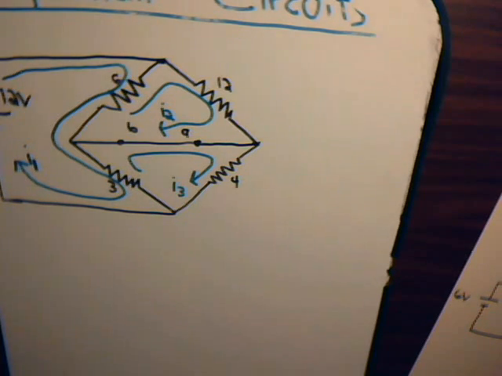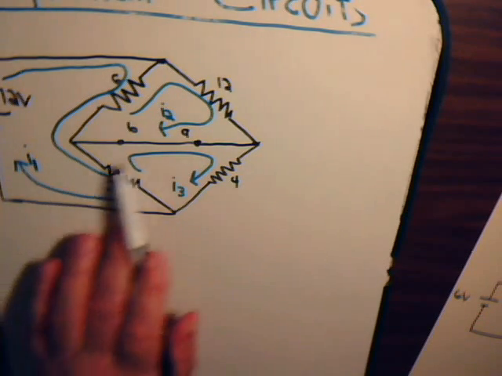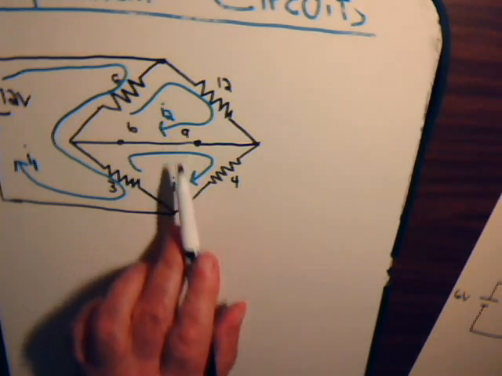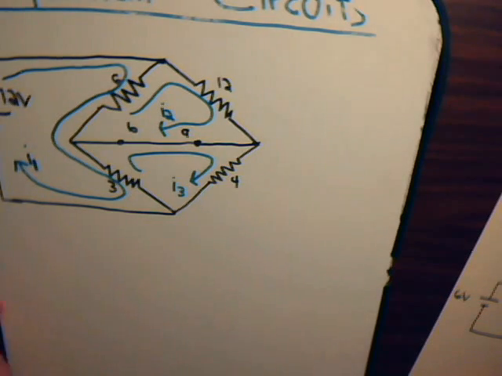But okay, here we have three separate currents, I1, I2, and I3, but the ones we're interested in, of course, are I2 and I3. What is the flow across these terminals here? But let's take a look. We'll start with loop 1.